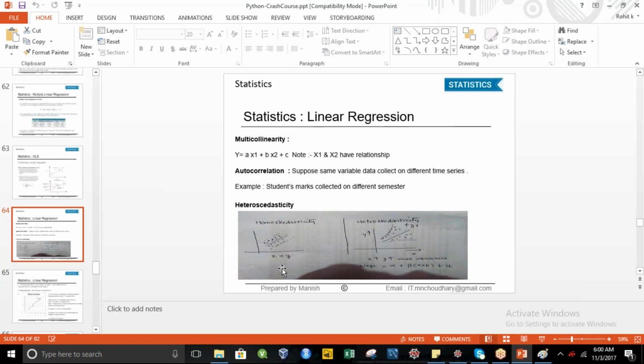When we are incrementing the value of x, and at the same time the y values are also incrementing, then it is called homoscedasticity. It is increasing proportionally, and there is no variance, like you can see in the first graph, homoscedasticity. But in the second graph, heteroscedasticity, when we increment the x value, y is increasing, but y is diverging.